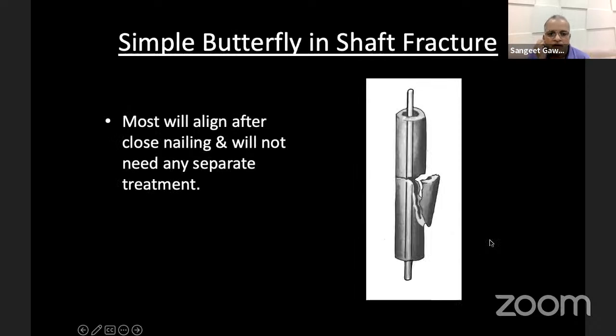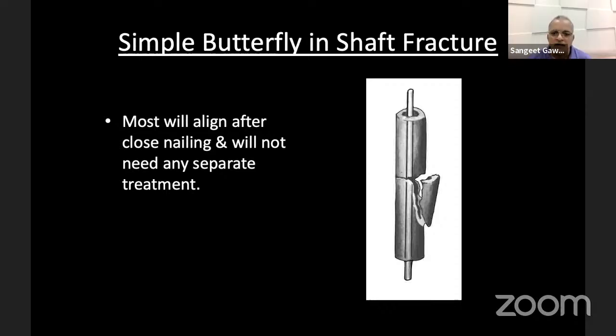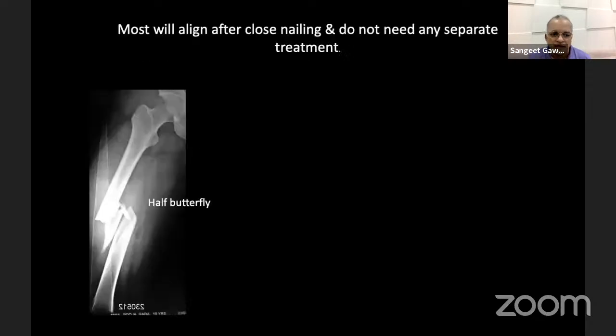Very often when you nail them and achieve appropriate length and give a stable construct, most of these fragments will align and they do not need any separate treatment apart from doing a closed nailing. Most will align with closed nailing.